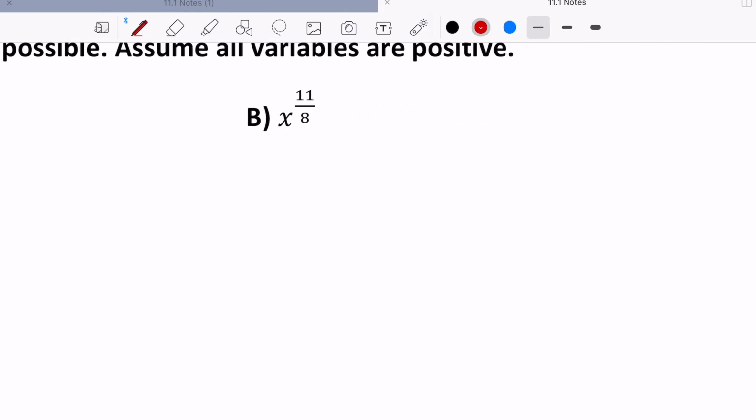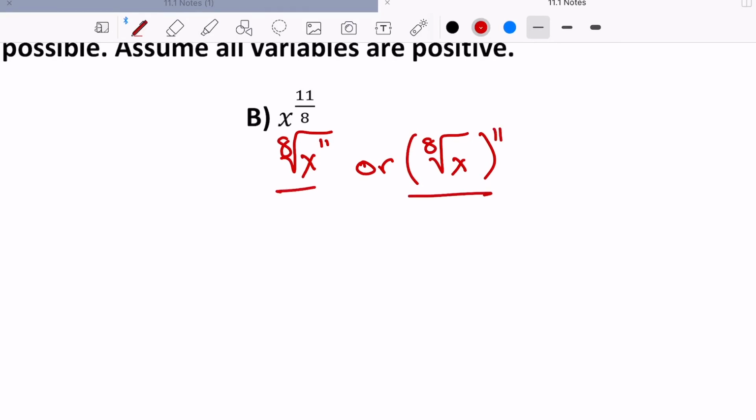Example B. We have x to the power of 11/8. Again, take the denominator, convert it into the root, giving us the 8th root of x to the power of 11. Now, based on our examples up top, we know we can also rewrite this as the 8th root of x raised to the power of 11. So it doesn't matter which one you wrote down, right? What matters is that you have one of these. And again, it's all on preference.